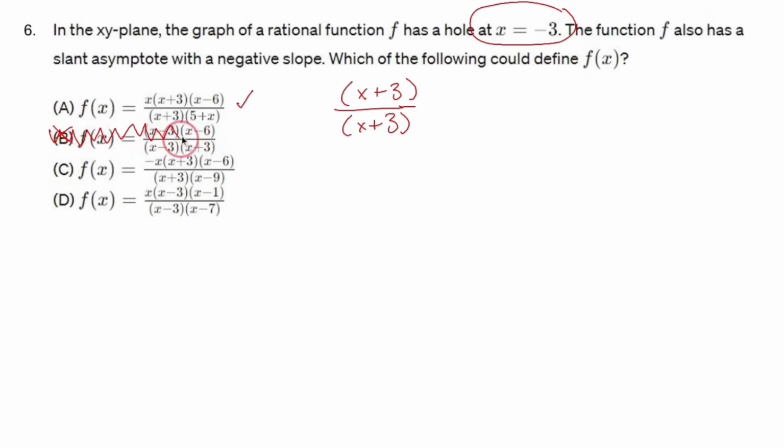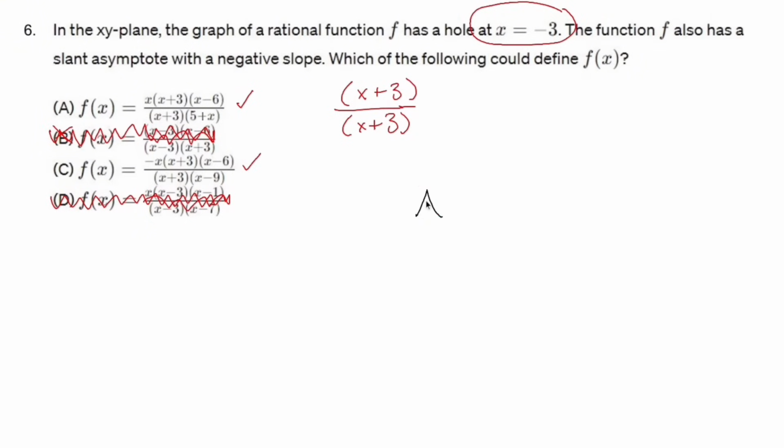I'm just going to completely cross that out so I do not have to look at it. Negative x, x plus 3, x minus 6, x plus 3, x minus 9. So you have a possibility. X, x minus 3, x minus 1, x minus 3, x minus 1. So there's no x plus 3s here. You're also out of the question. So it's between A and C. So part 1 is we took care of the hole at x equals -3.